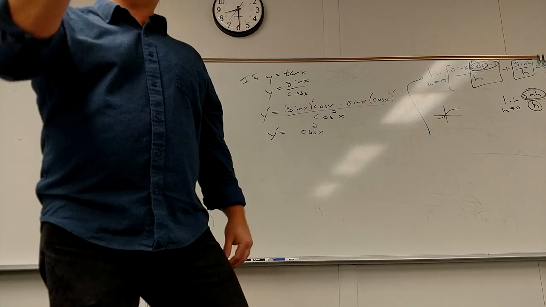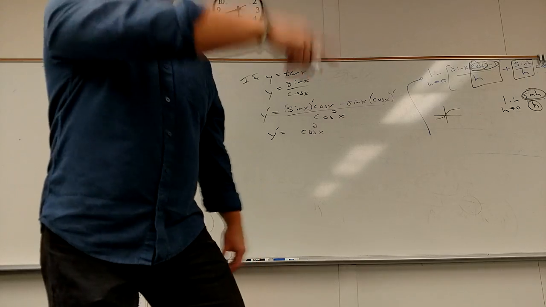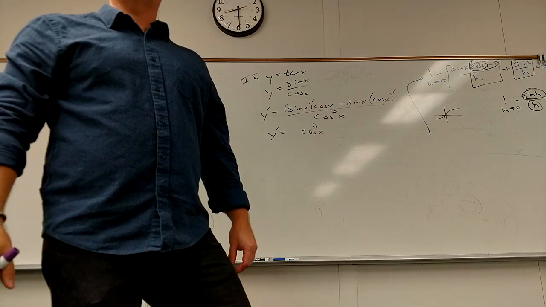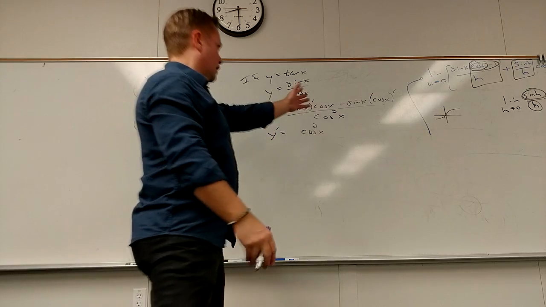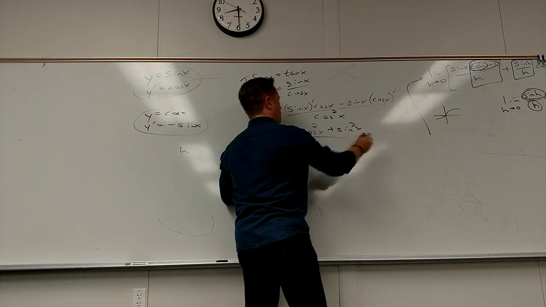So all the co stuff, cosecant is going to equal negative something. Cotangent is going to equal negative something. That's kind of nifty. Cosine equals negative sine. So negative sine times negative sine is positive sine squared. Oh, look at that.